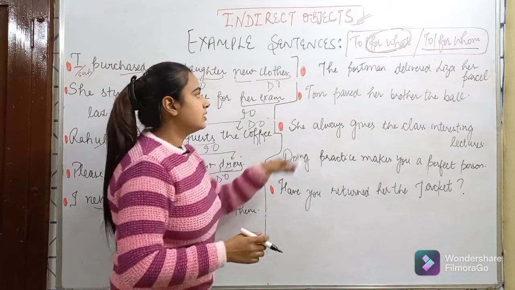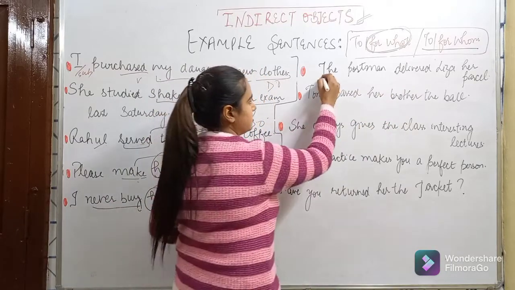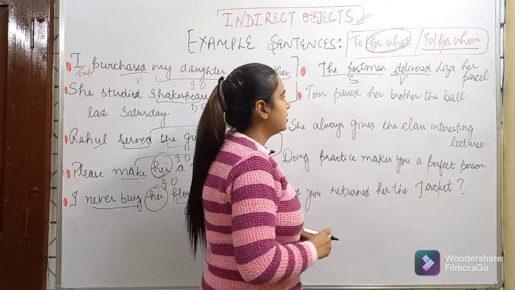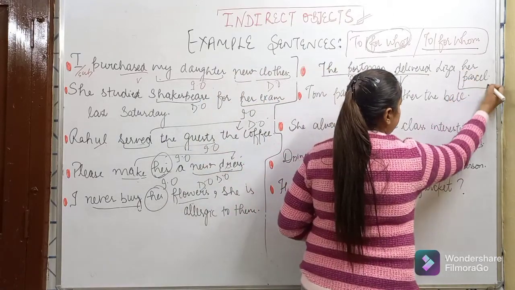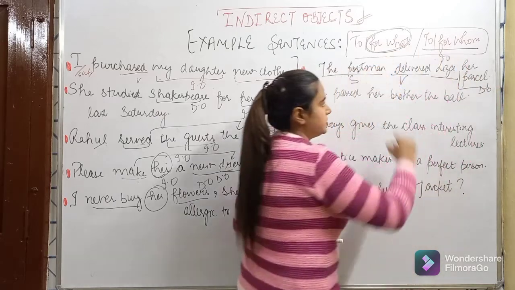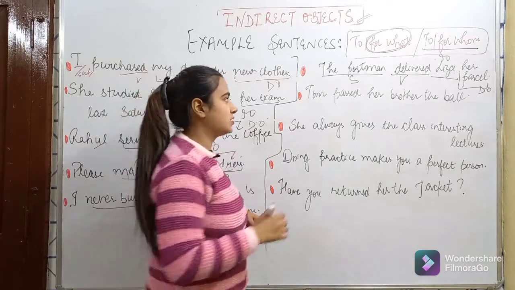The next sentence, the postman delivered Liza her parcel. Postman is the subject here. Delivered is the verb here. And the postman delivered what? Her parcel. And who received it? Liza. It is your indirect object because the indirect object is a receiver of the direct object.